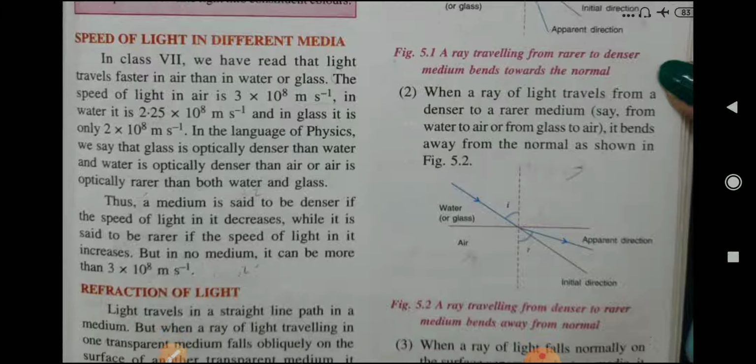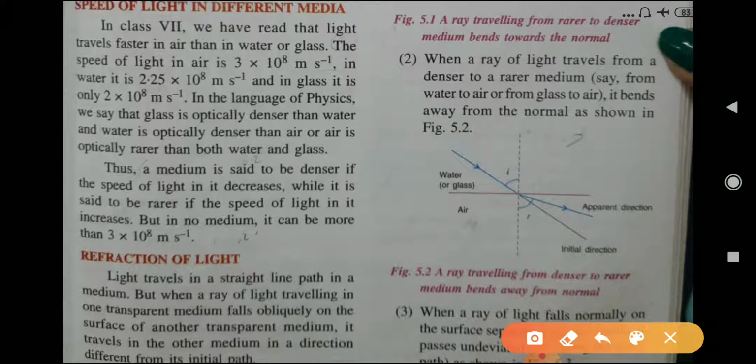Then the second condition is when a ray of light travels from a denser to a rarer medium. In the first condition, we have seen from a rarer to a denser medium. Now, from a denser to a rarer medium. So when a ray of light travels from a denser medium, that is either water or glass, to a rarer medium, that is air, it bends away from the normal. This is the original path of light, but it will not move in this path. As you can see in this picture, this ray of light bends slightly away from the normal. This is the second condition.